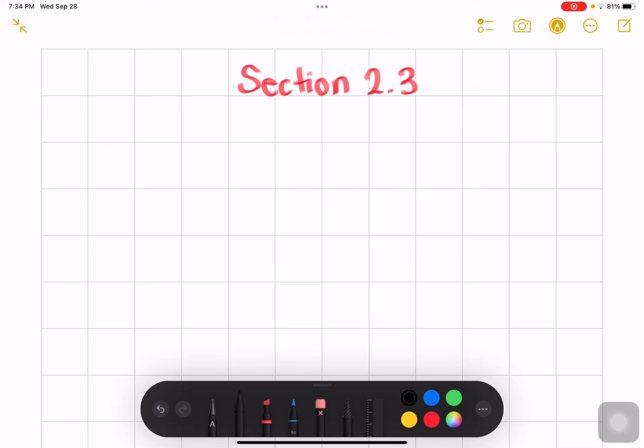Hi guys, so today I'm going to tell you a little about section 2.3. We just had a quiz about this, and it's mainly about carbohydrates, lipids, and yeah. Okay, so first, what we need to know is that we're going to talk about carbs.